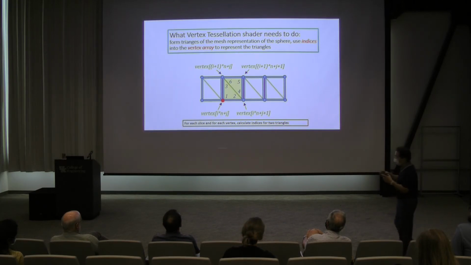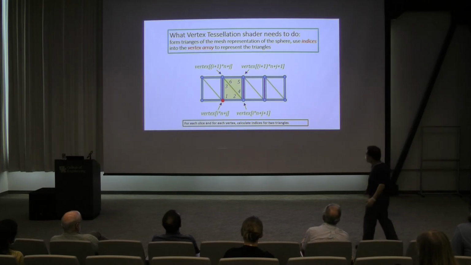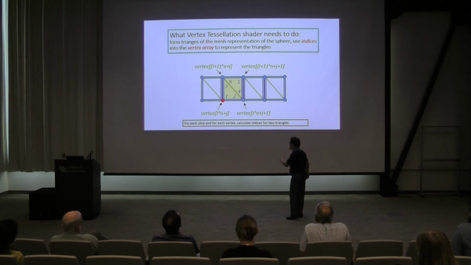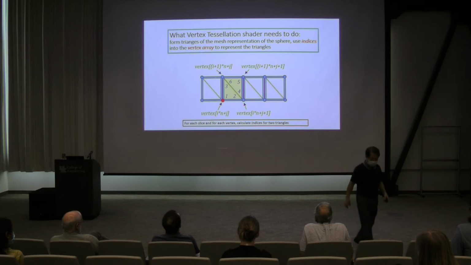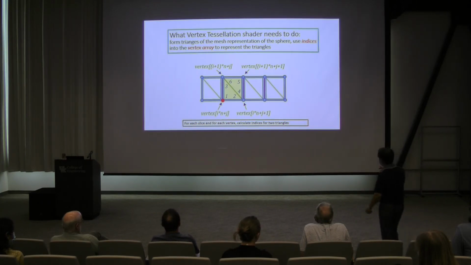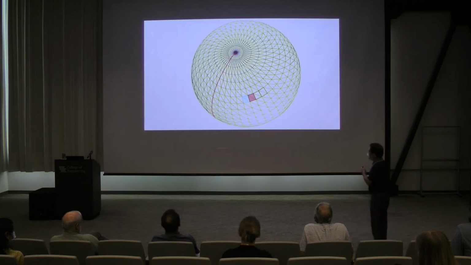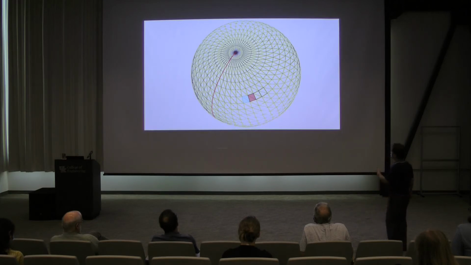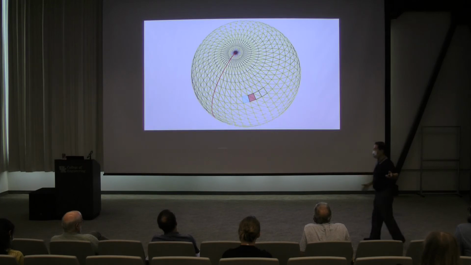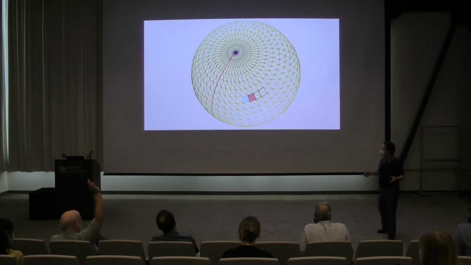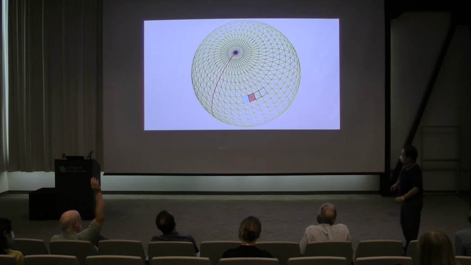But at this point, you only have topological information. You know that you must build an edge between this vertex and this vertex, but you don't have any geometry information for this edge. So you only have topological information. That's why we need the next stage, rasterization. After the tessellation stage, you will have a mesh representation of the sphere, formed by a bunch of triangles. We know how each triangle is formed because we know the indices, and we know how to use the indices into the vertex array to find the location of those vertices. But that's all we have for now.